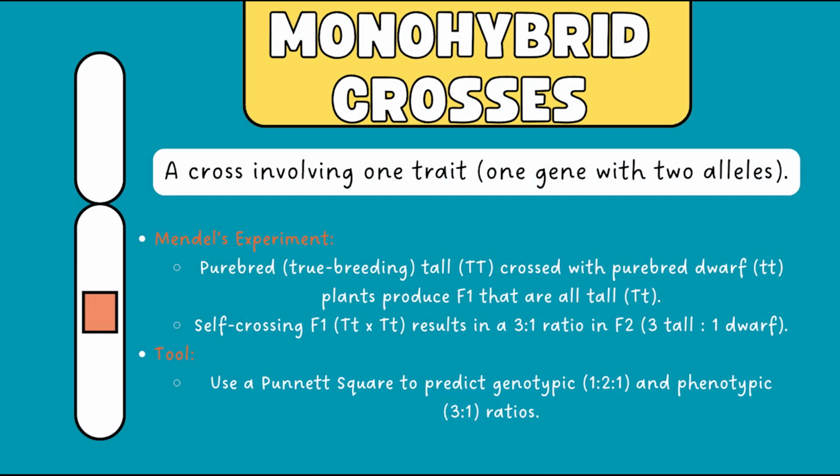A monohybrid cross focuses on a single trait. Mendel crossed purebred tall pea plants, represented by capital letters TT, with purebred dwarf pea plants, represented by small letters tt, and found that all the offspring, the F1 generation, were tall, represented by capital T and small t, which shows the dominance of tallness. But when the F1 generation self-pollinated, the F2 generation showed a 3-to-1 ratio: 3 tall plants for every 1 dwarf plant. We often use a Punnett square to visualize these ratios, with a genotypic ratio of 1:2:1 and a phenotypic ratio of 3:1.